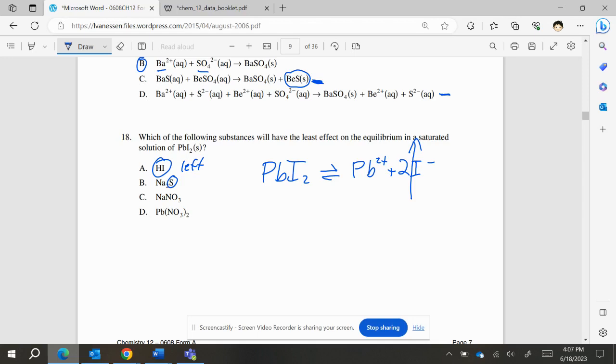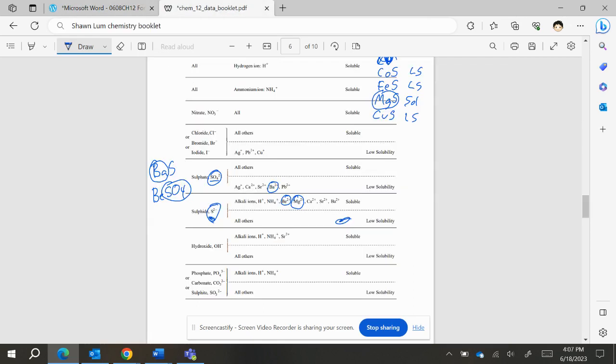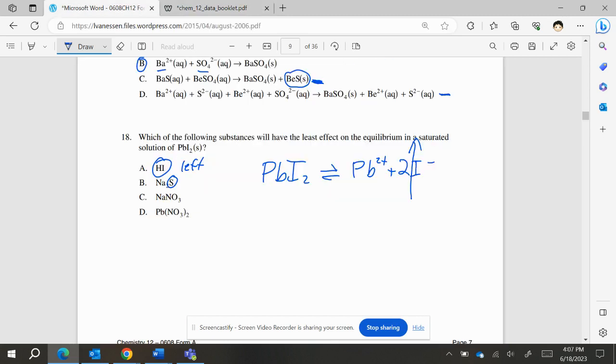Anyways, so we said that it's not going to be 18A because that'll make it shift to the left. So let's take a look at 18B. Is sulfide going to be reacting with Pb? So let's take a look. So here is sulfide right here. Does it react with Pb? Yes, it does. It's going to be forming low solubility. So what if you added Na2S? It's going to react with Pb, lowering it, and that'll make it shift to the right.